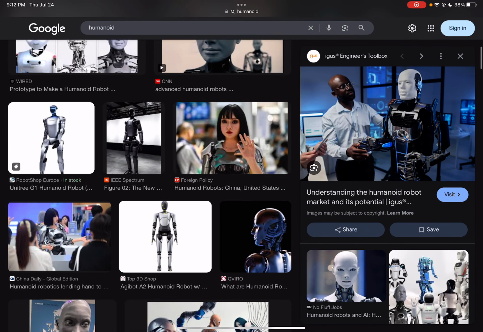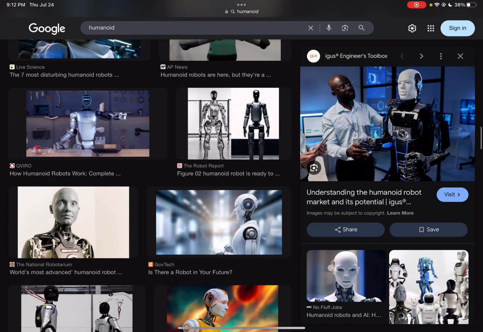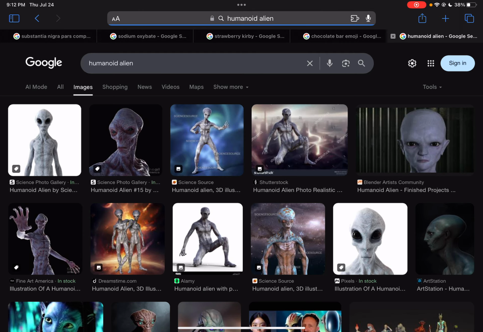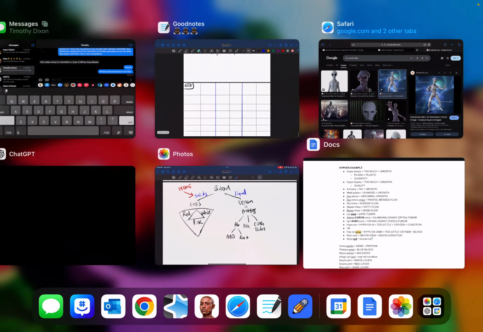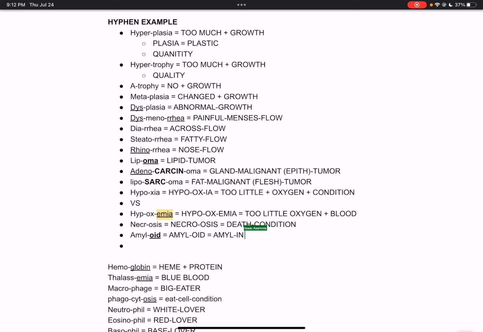Humanoid, right? It can be an alien, right? Like a humanoid alien. That's like an alien that has arms and legs and walks on two legs like a human. So oid means that you're not the thing. You're just like the thing, right? So amyloid actually means it's like amylin. That's what I think it means anyway. This actually is not very meaningful, but I don't care. I'm using it as an example. The oid thing is usually very meaningful though.